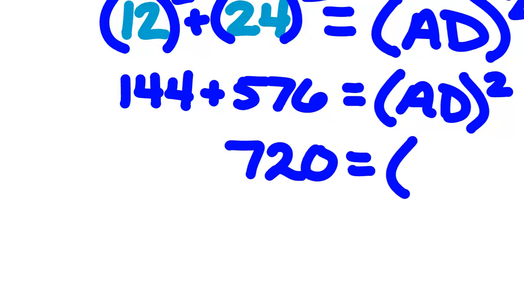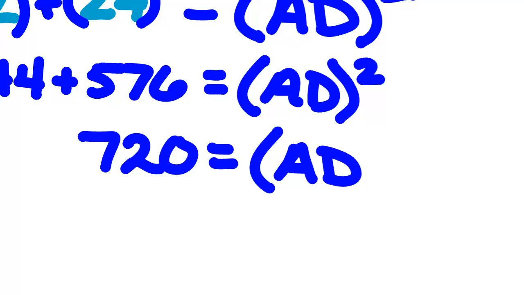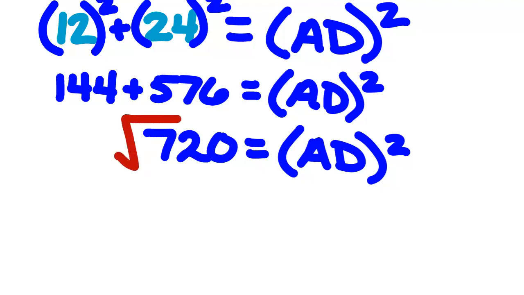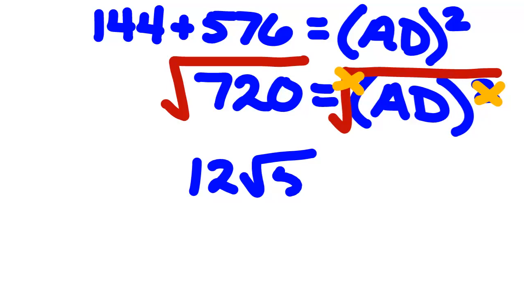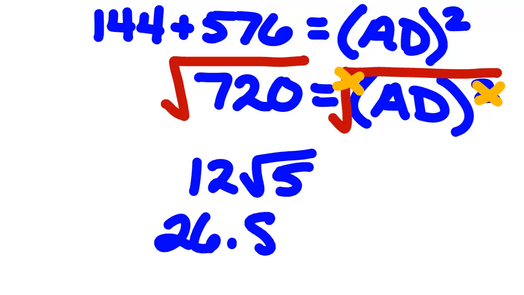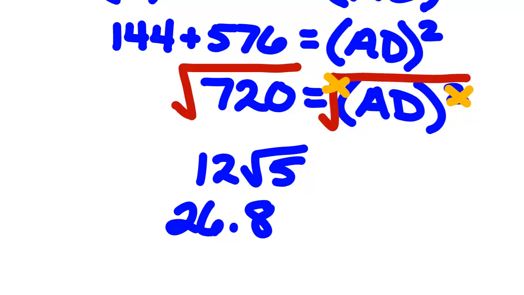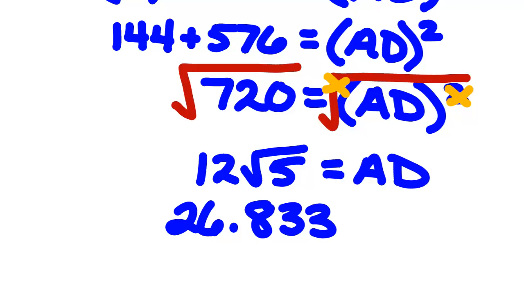720 is equal to AD squared. And then what do I do? Square root it. If you do it to one side, you got to do it to the other side. So on the right, the squared and the square root cancel each other out. 12 radical 5. 26 point, let's take it out to 3 decimal places. 832. Or 33, depending on how you round it. Let's go with 33. You can put 0.832, that's fine.